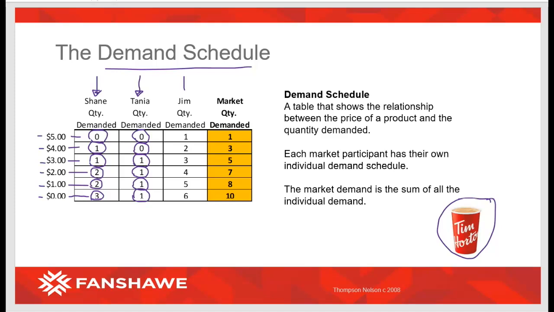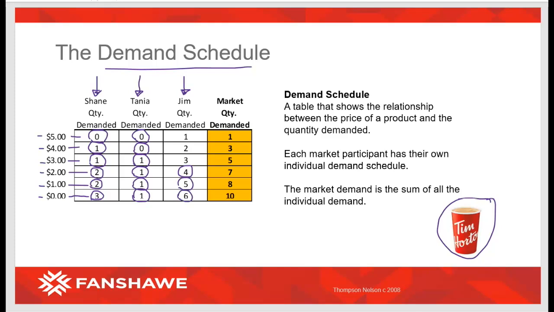And finally, my friend Jim, big coffee fan. At the current price of $2, he drinks 4 big cups of coffee a day, and he'd probably buy more if it was cheaper. If they drop the price, he'll buy 5. If they're just giving it away, he'll buy 6, right?